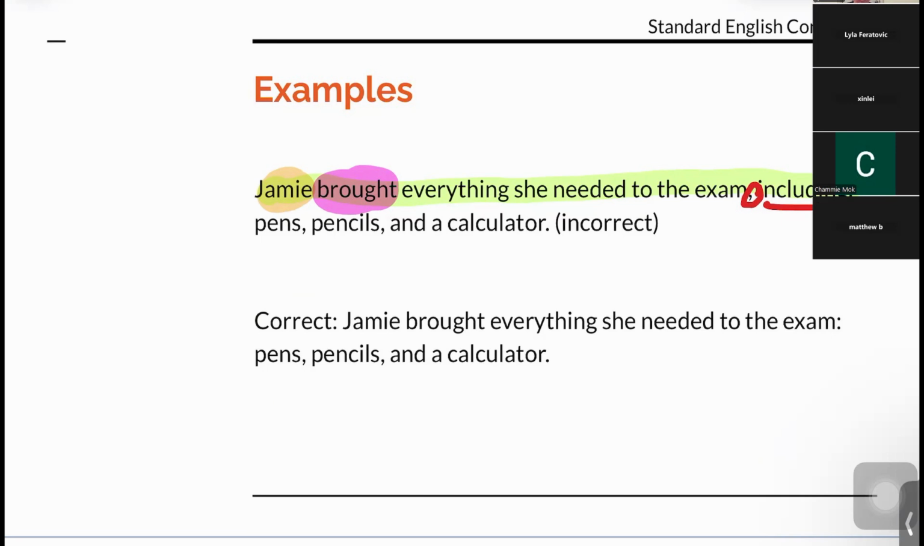So one of the ways you could fix this would be to just simply remove... or no, sorry, not the comma. Remove the colon: Jamie brought everything she needed to the exam, comma, including pens, pencils, and a calculator. Another way would be, like this correct example below: Jamie brought everything she needed to the exam, colon, pens, pencils, and a calculator. Notice the independent clause needed to be immediately before the colon.